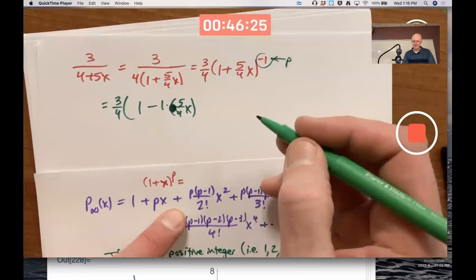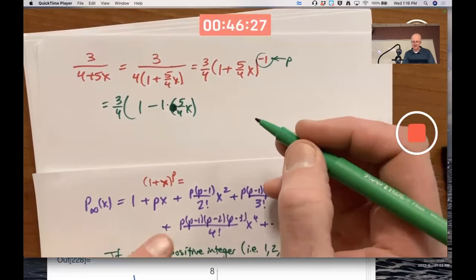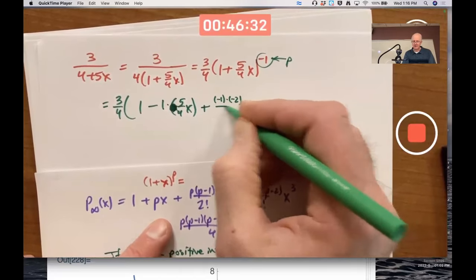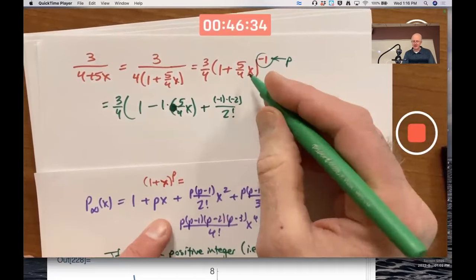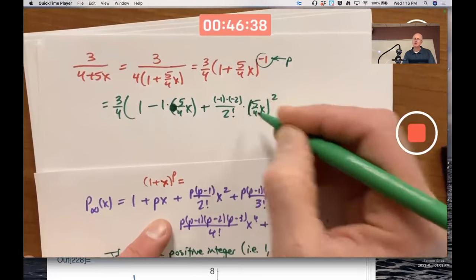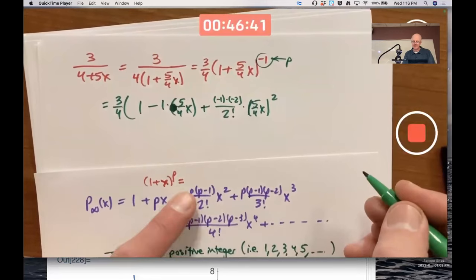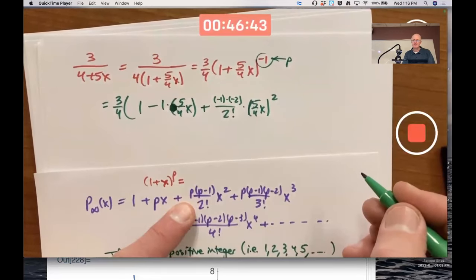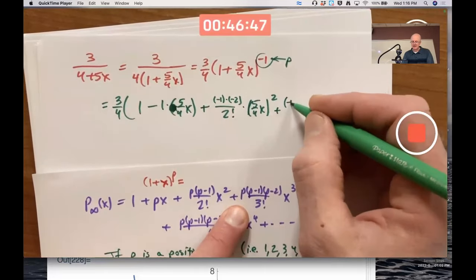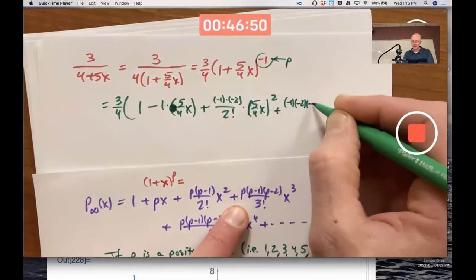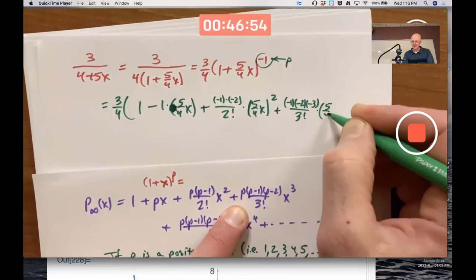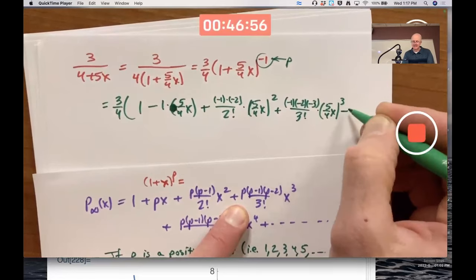Plus p times p minus 1 over 2 factorial. p is -1, so this becomes plus -1 times -2 over 2 factorial times the thing playing the role of x, which is 5/4 x, quantity squared. I'm looking at that term right there. Now go to the next one: p times p minus 1 times p minus 2 over 3 factorial times the thing playing the role of x, quantity cubed, etc.